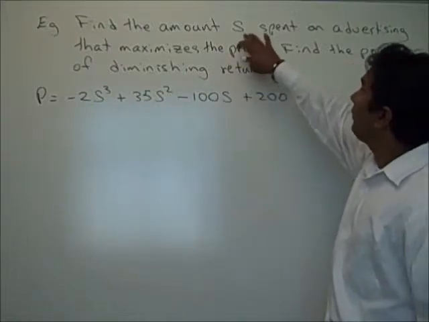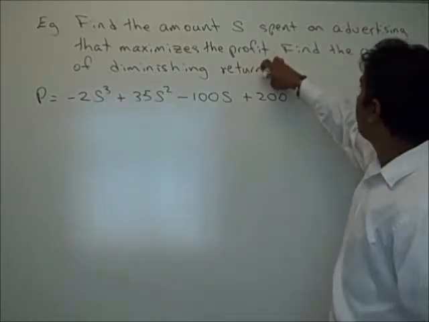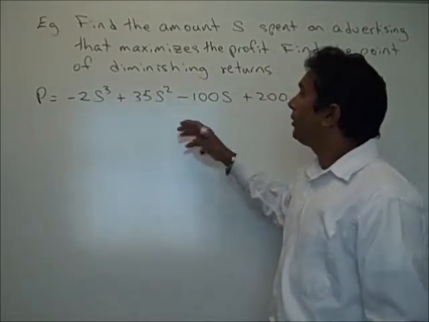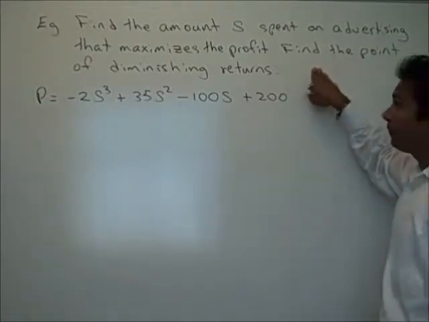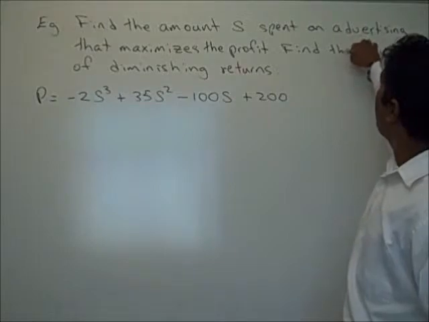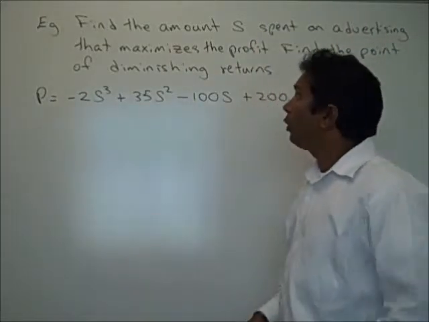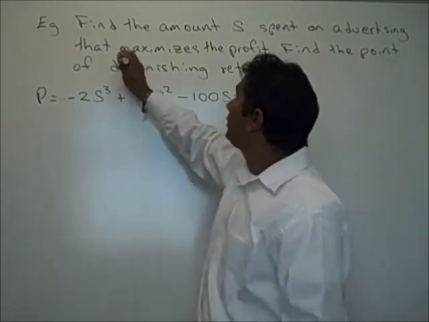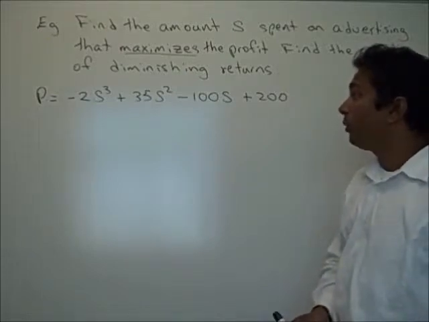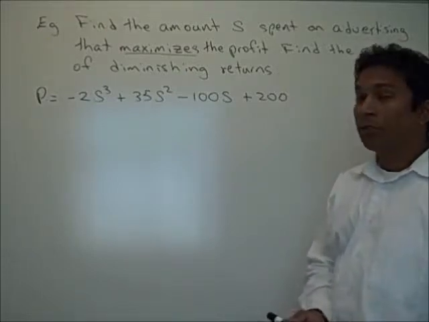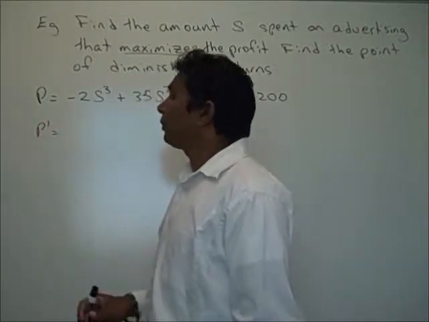Here we're being asked to find the amount S spent on advertising that maximizes the profit for this profit function, and also to find the point of diminishing returns. So we're trying to find S, the amount that maximizes profit. If we have a profit function, we know that the point where it's maximized occurs at our critical point. Our critical point occurs where our first derivative is equal to 0, or where it's undefined.